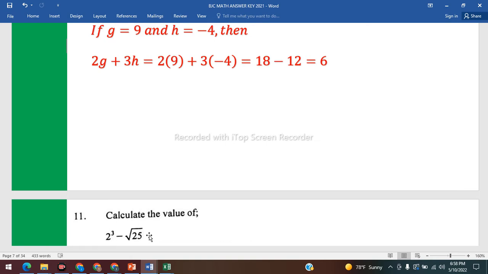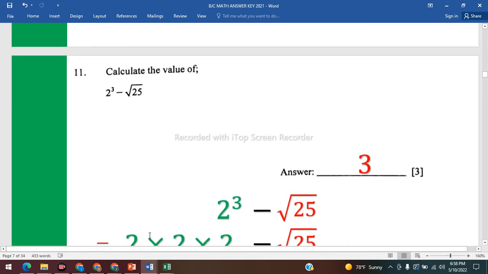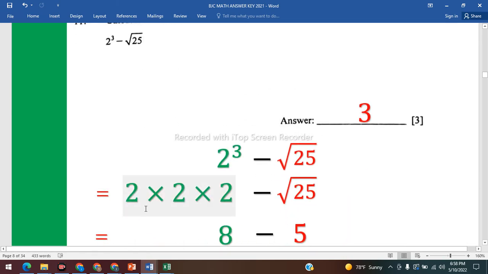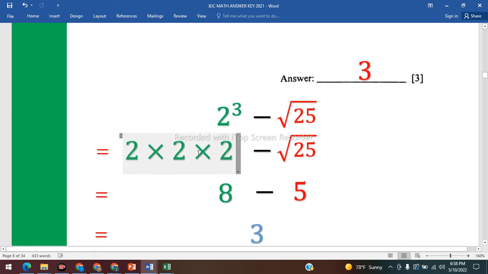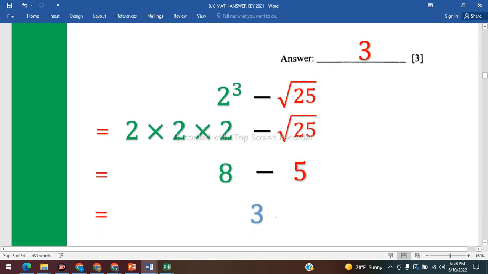So we know that 2 to the third power is simply 8, because it's 2 times 2 times 2. And 2 times 2 is 4, and 4 times 2 is 8. The square root of 25 is simply 5, because 5 times 5 is 25. And then 8 minus 5 is 3.